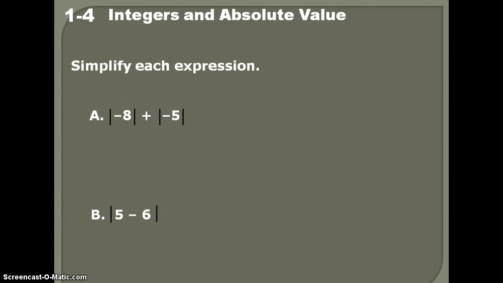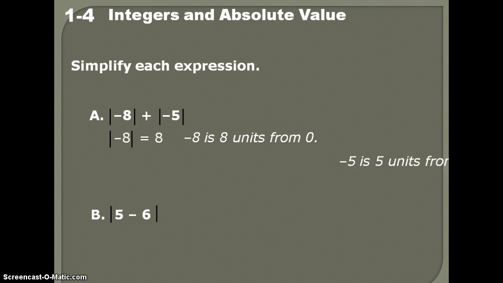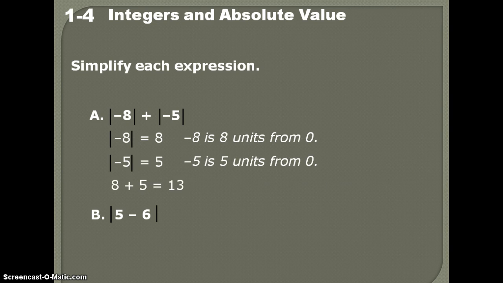Okay, let's give it a try. Simplify each expression. So the absolute value of -8 plus the absolute value of -5. Well, the absolute value of -8 means how far away is the number -8 from 0, and that would be 8. And the absolute value of -5 would be how far away is -5 from 0, and that would be 5. So really, we are simply adding 8 plus 5 to get 13.